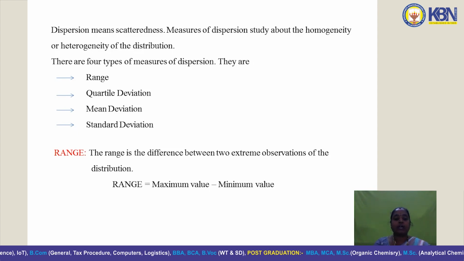Range means the difference between two extreme observations of the distribution. That is, for the given problem, if we calculate the range, then we choose the maximum value and minimum value in the distribution. Now, the range is maximum value minus minimum value.